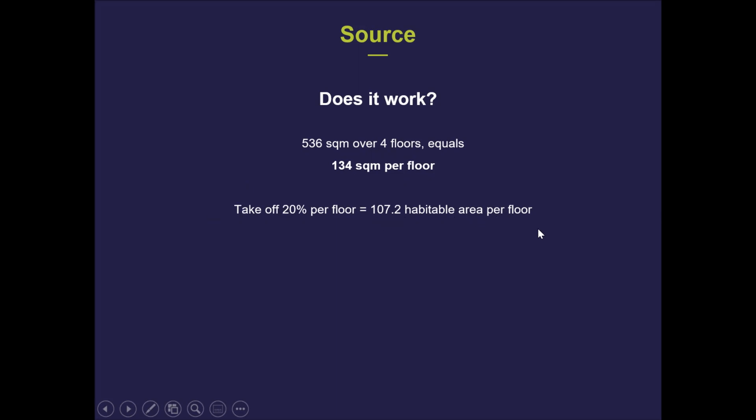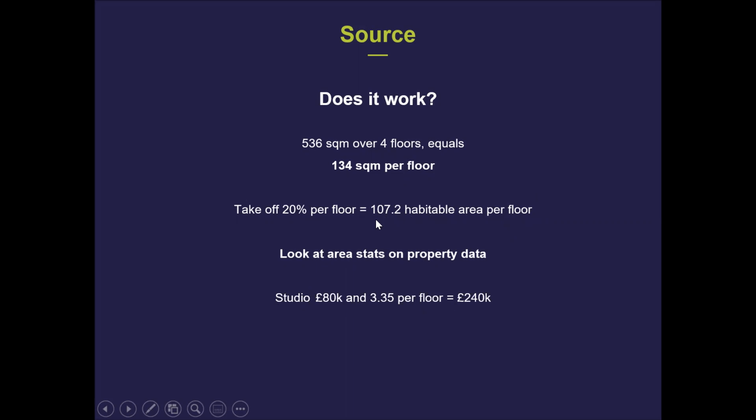Now, why are you taking off 20% per floor? Because in flats, you need to take into consideration the corridors and the hallways and the staircases leading from one flat to another. So you take off 20% as a rule of thumb, and then you look at 107.2 as your habitable floor area. Look at the area stats on property data for the costs.